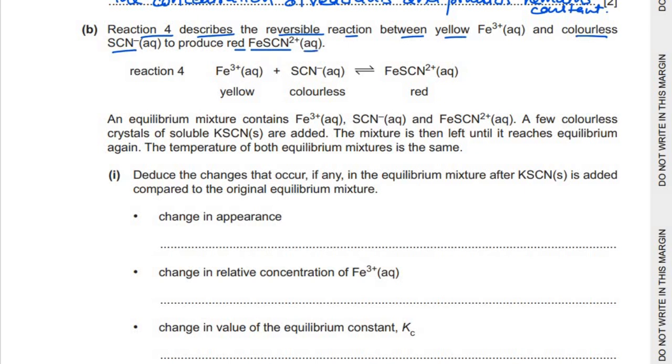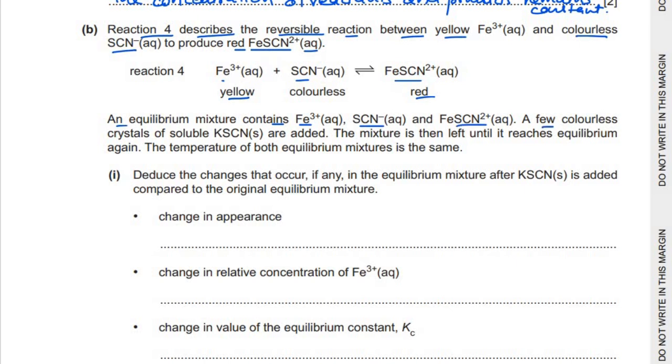Now reaction 4 is given here, and here are the complex and the reactants in the form of ions. We can also see that the Fe3+ in aqueous form, that is the ferric ion, is yellow in color and the product is red. Now the question: an equilibrium mixture contains Fe3+, SCN- and the complex.